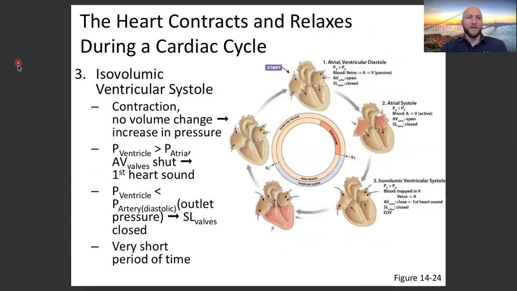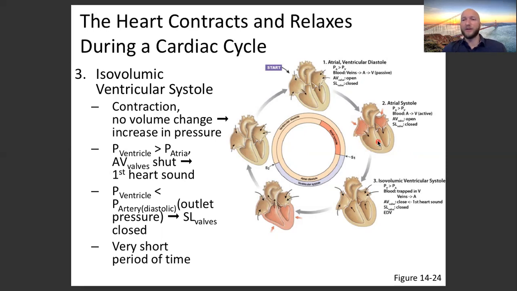We're then going to move into isovolumetric systole. Isovolumetric ventricular systole. Yes, there's going to be multiple parts of ventricular systole. So isovolumetric, let's break the word down. Iso means same, volumetric, same volume, ventricular systole. So we're going to start to have contraction of the ventricle. And we're going to have no change in volume, but we're going to have an increase in pressure during this isovolumetric phase. So the ventricle is completely full of blood.